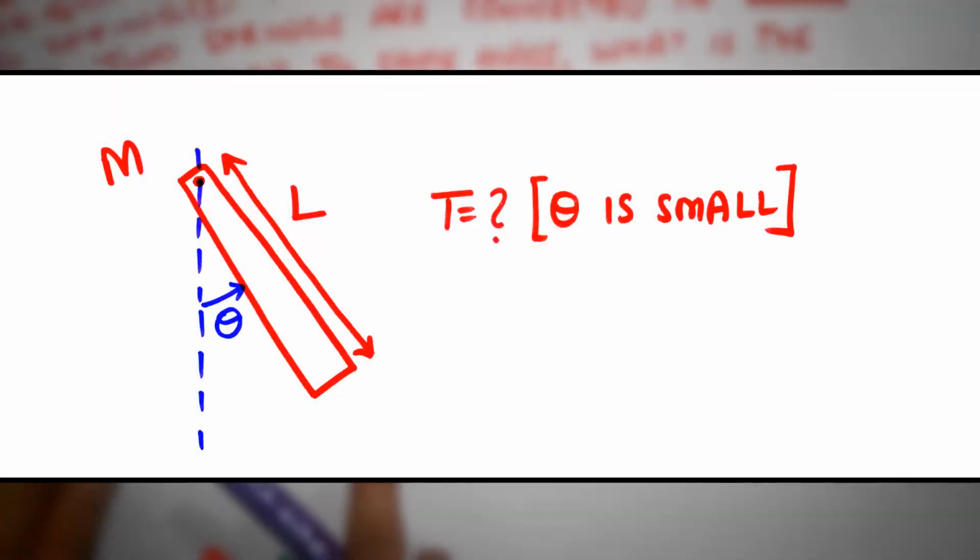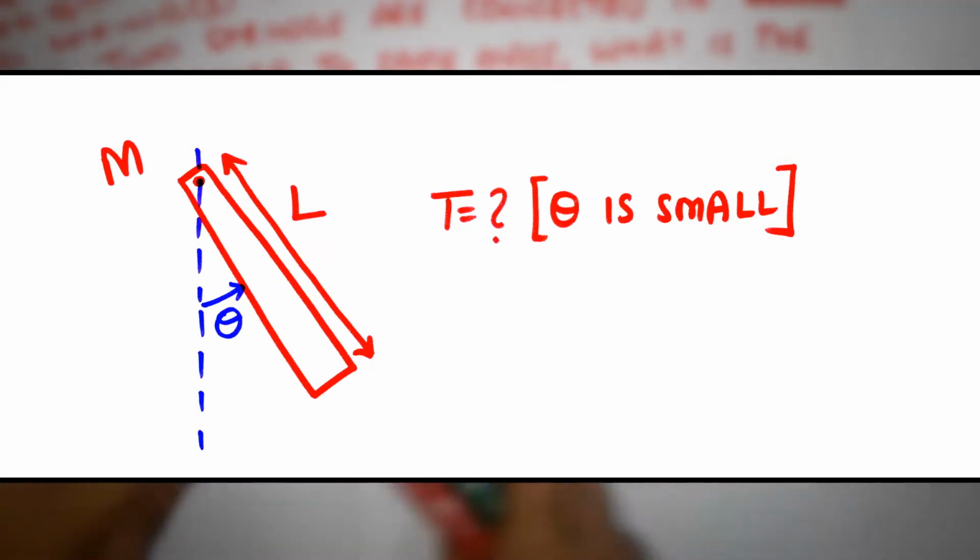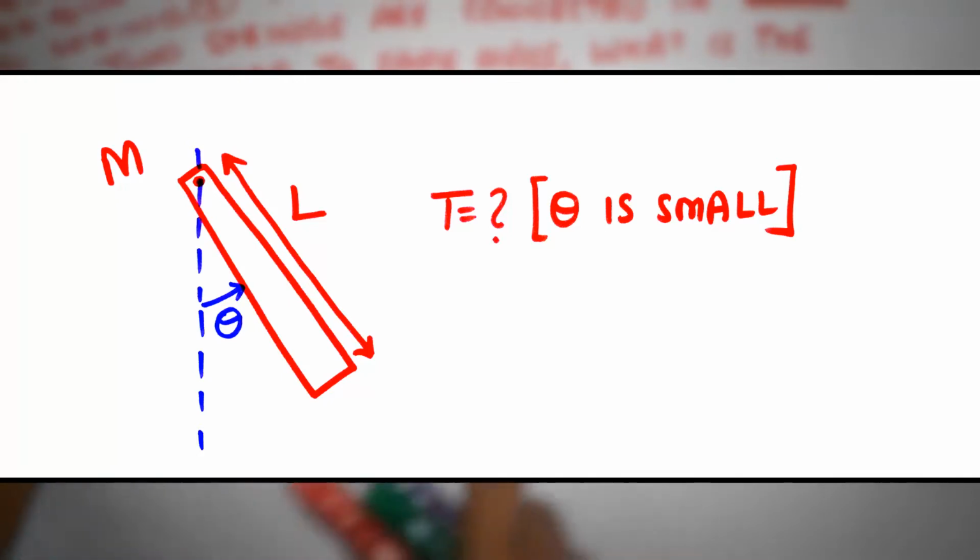We have a ruler which has a length L and mass m, which is given a small angular displacement theta. Theta is small. This thing is going to oscillate now, and we need to figure out what the time period of that oscillation is. So it's going to be a little bit of practice of trying to figure out what the time period in different situations is. We already did the one with the spring, now let's do the one with the ruler.